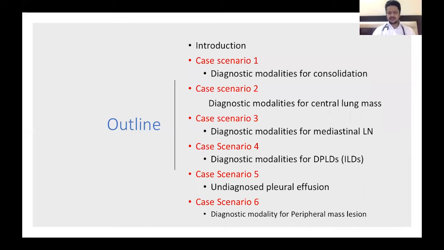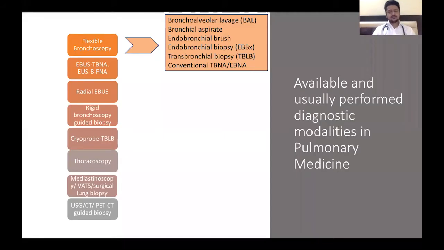most common presentations that we encounter in our OPDs or IPDs in routine: a case with consolidation, a case with central lung mass, a case with peripheral lung mass, a case with mediastinal lymph nodes, a case with ILD, and a case with pleural effusion. So we have 6 cases, and then we will see how we need to proceed in these cases with respect to interventional pulmonology.